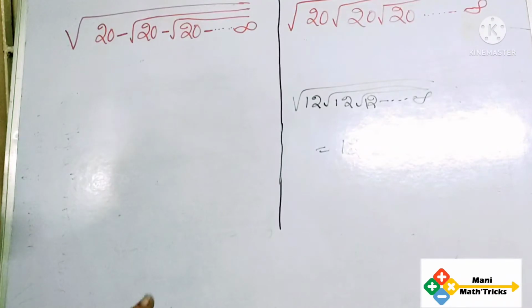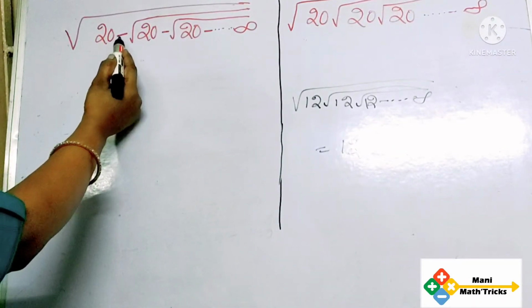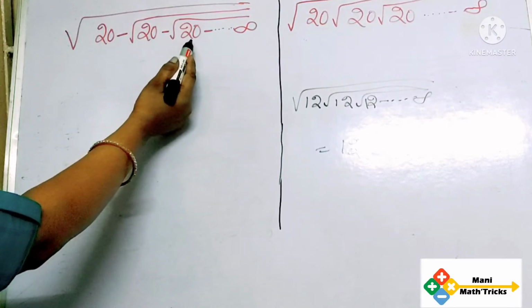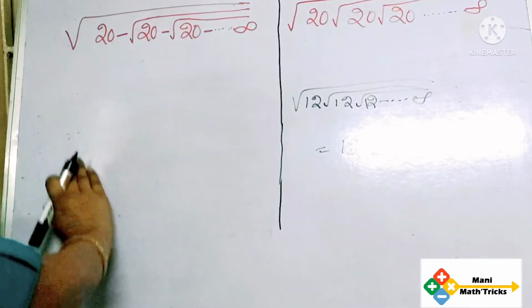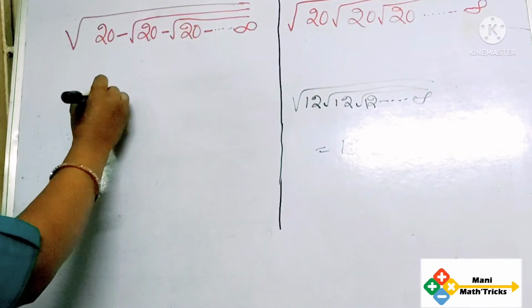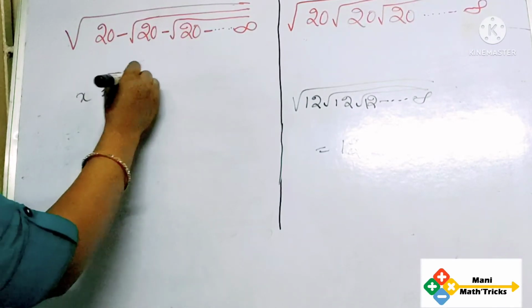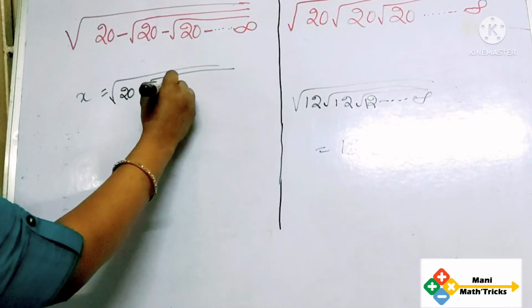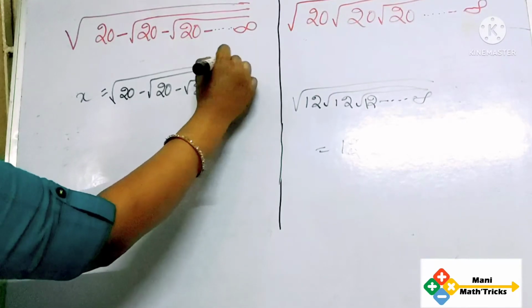Now let us see one more method, when the problem is having minus: under root 20 minus under root 20 minus under root 20 minus and so on infinite. How to solve them, let us see. So assume the given problem as x. So x is equal to under root 20 minus under root 20 minus under root 20 and so on infinite.